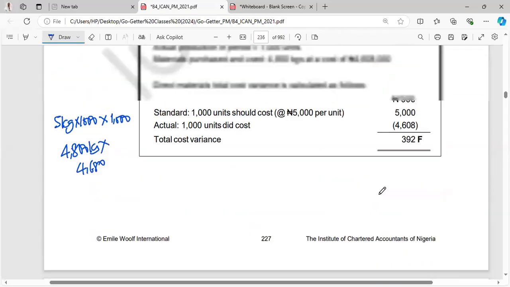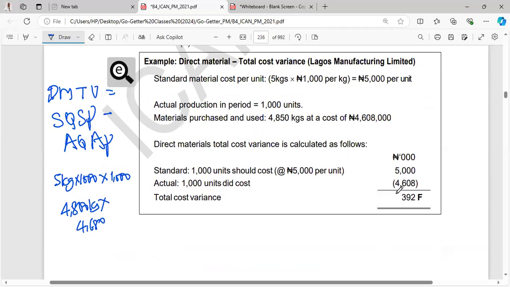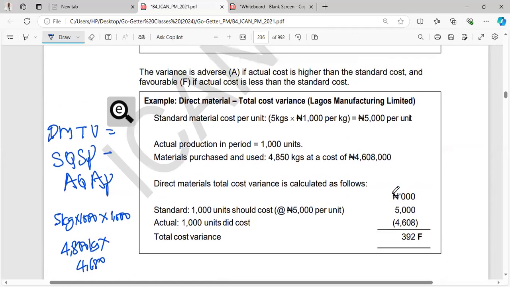Now, this is the total variance, 392. But now we don't know where this variance is coming from. Is it as a result of price or as a result of quantity? We need to investigate where this 392 is coming from. If it is as a result of price, then you will say the favorable price. You praise the purchasing manager for doing a job well done.